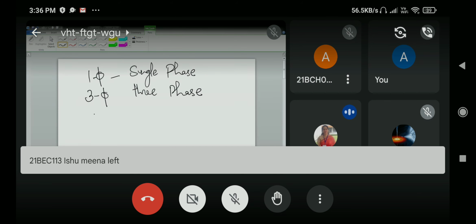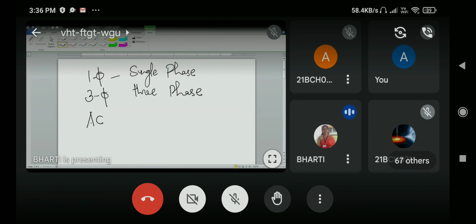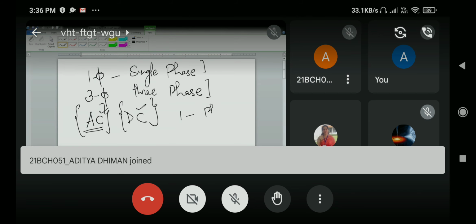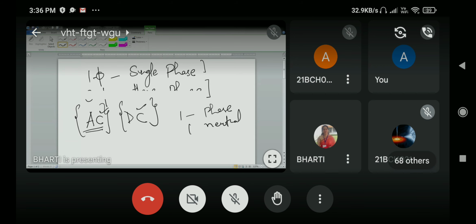First we discussed the difference between AC and DC. We discussed circuits which were independent of frequency. Then we discussed circuits dependent on frequency in AC. Now we are talking of single and three phase. Single phase means it will have one phase and one neutral.